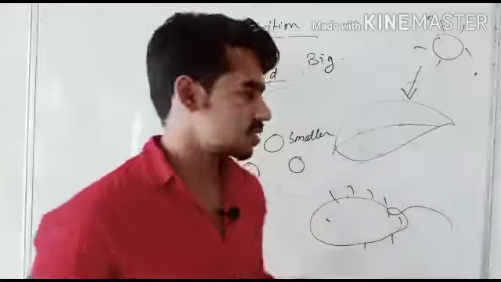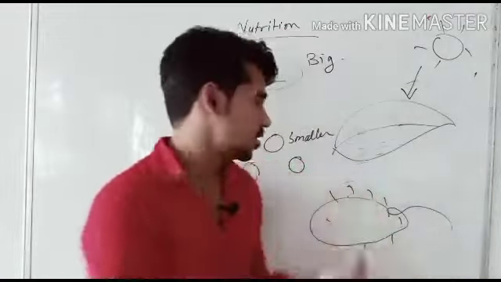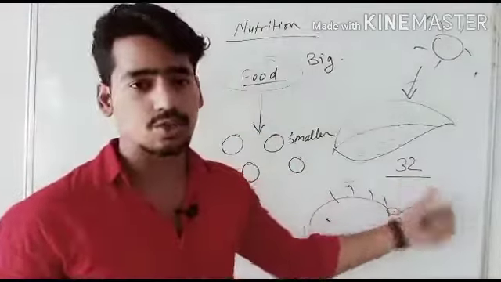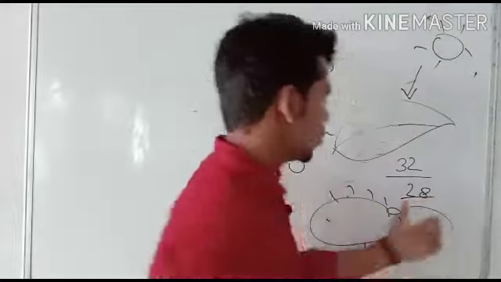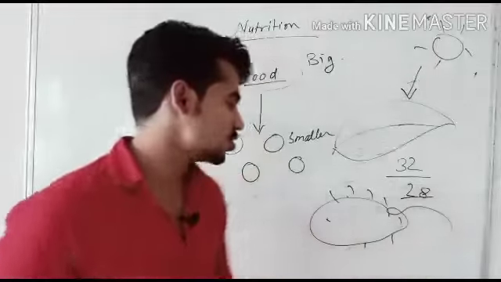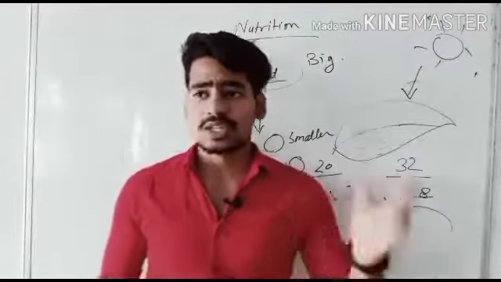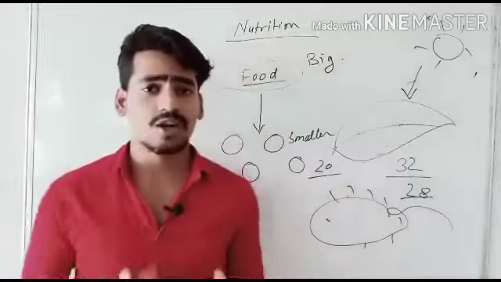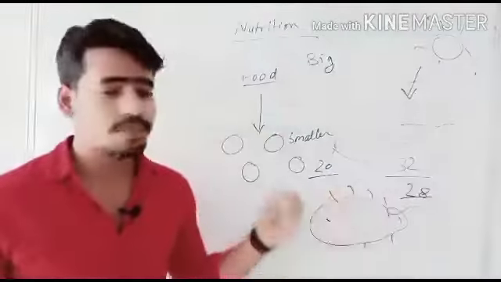Mainly if a person is above 28 or 30 years, then he gets 32 teeth. If he is below that, then it is 28. So the number of teeth varies from age to age. As in childhood, we have only 20 teeth. So teeth are the basic part from which we start digestion. We start breaking the food.